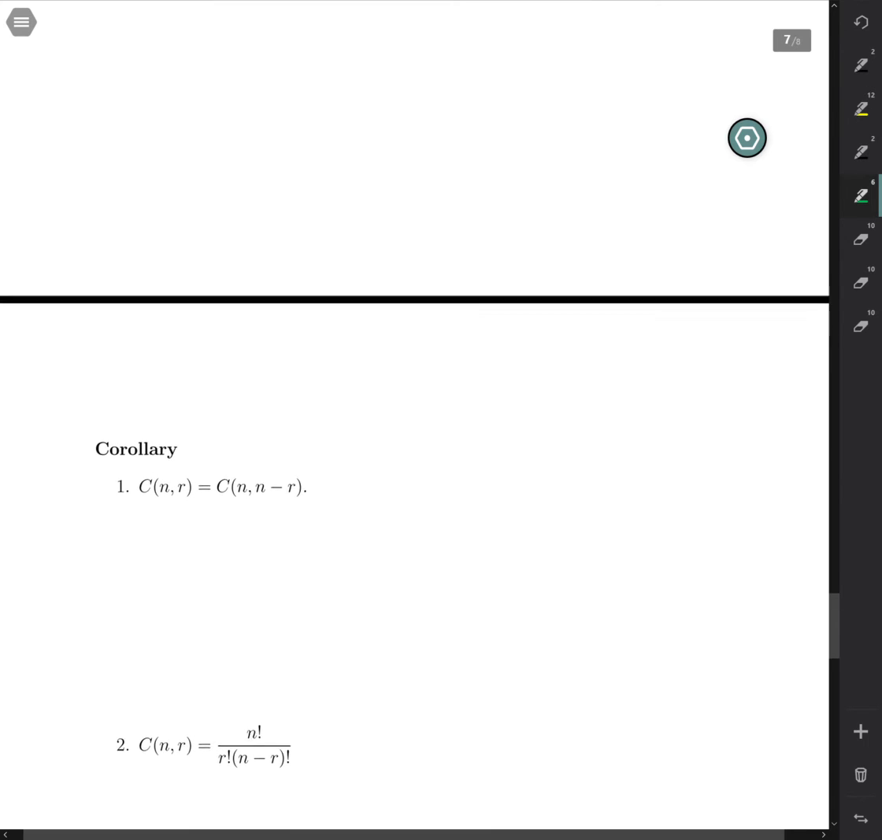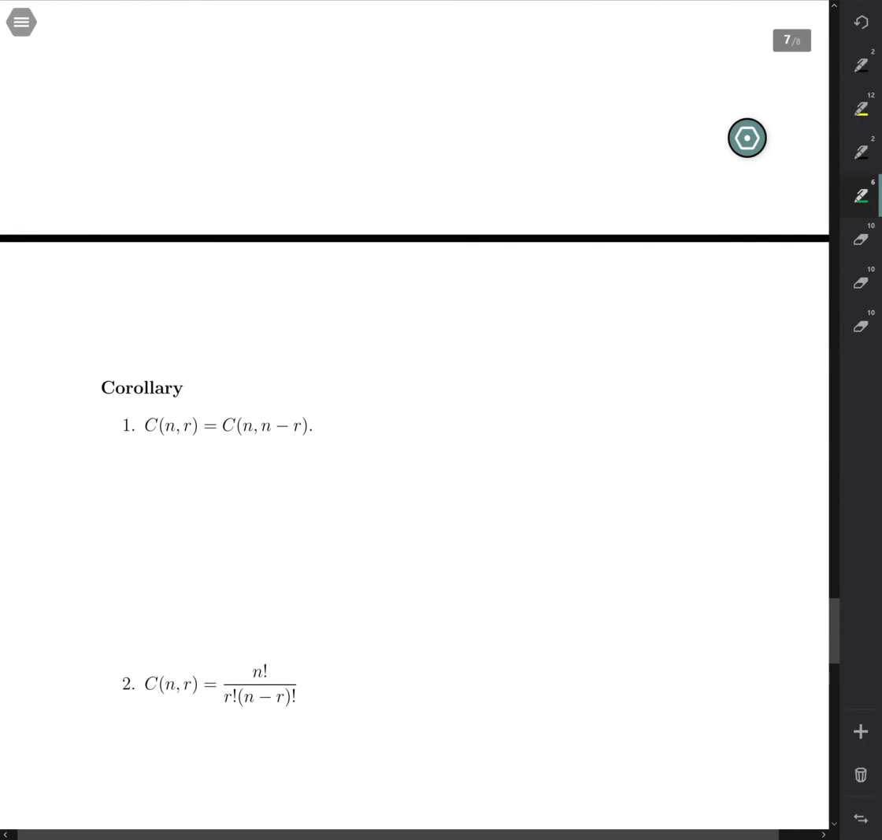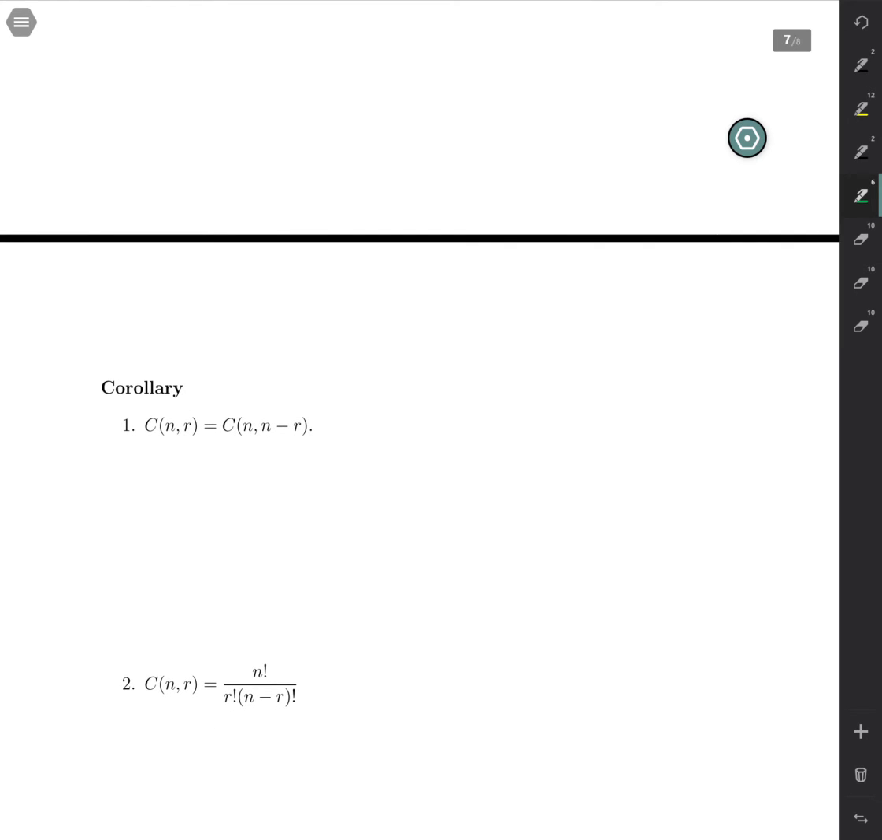Okay, we have a number of corollaries, and I think I will hold off on those till the next time. But in class we'll make use of the basic properties that we've already discussed.